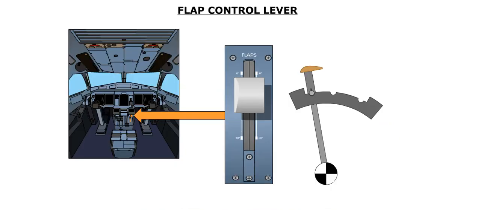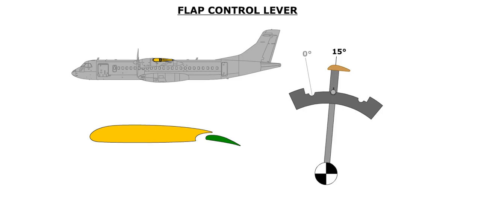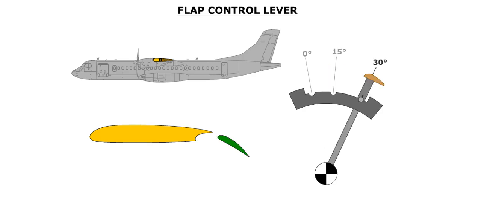The flaps are controlled by a control lever located on the right side of the center instruments panel, adjacent to the power levers. The flaps control lever enables the crew to select one of the following 3 positions: 0 degrees, or flaps up, 15 degrees, and 30 degrees.